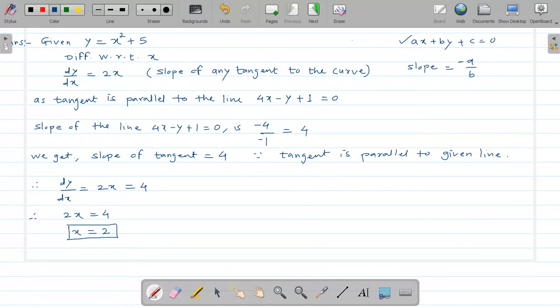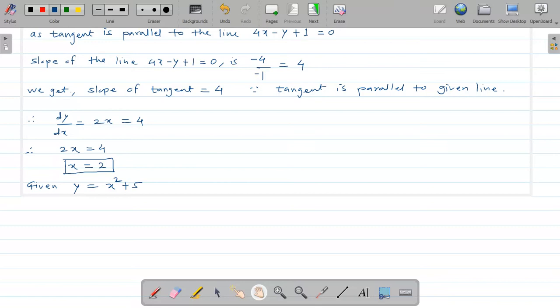Now when x is equal to 2, we have to find out the value of y. Given is y is equal to x square plus 5. Now put x is equal to 2 in this equation. So what will you get? When x is equal to 2, we get y is equal to 2 square plus 5. That means 4 plus 5, that is equal to 9.